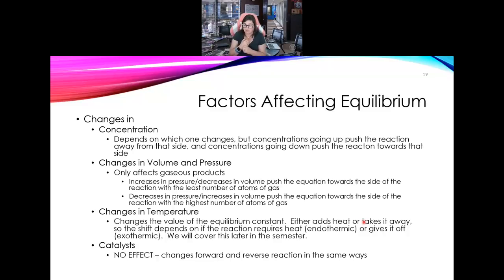Now, I can add a catalyst. A catalyst is added to a reaction to drive that reaction, to make it happen faster. That's its purpose, to make it happen faster. Since it doesn't matter how fast it happens, I always end up with the same ratio of product to reactant, so there is no effect from the presence of the catalyst. So the catalyst does not matter.